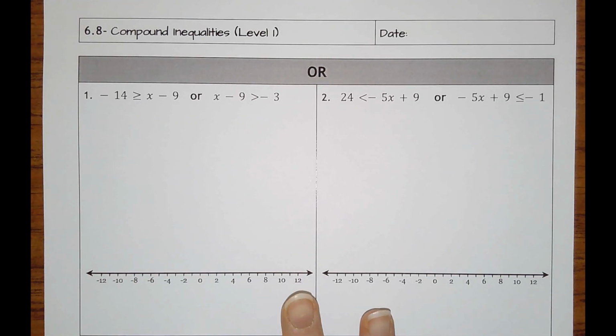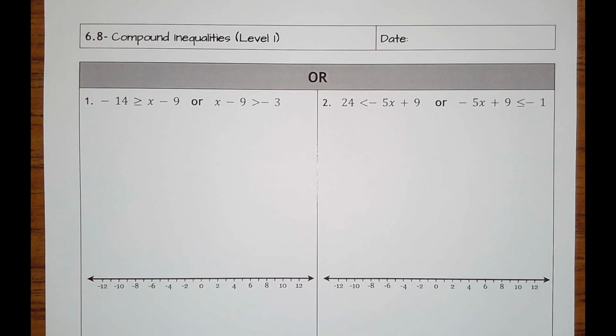Okay, so compound inequalities. First, I want to talk about what the words mean in compound inequality. Well, let me back up even. Compound means there's more than one. It's more than one inequality put together somehow. And the two words are either going to be or and. And those can make a big difference.